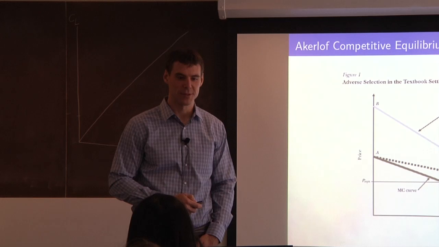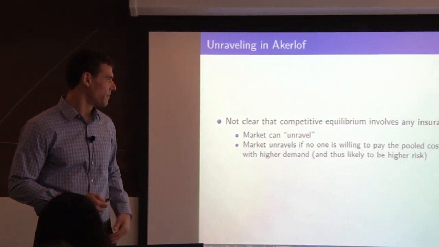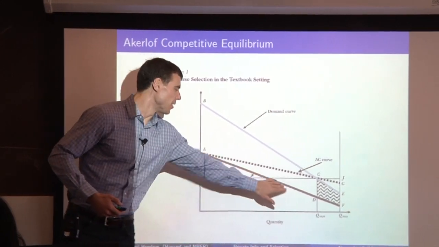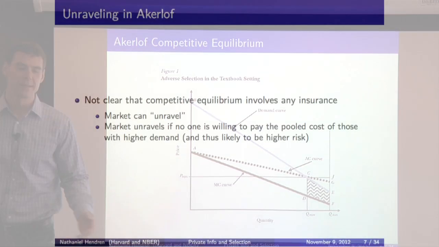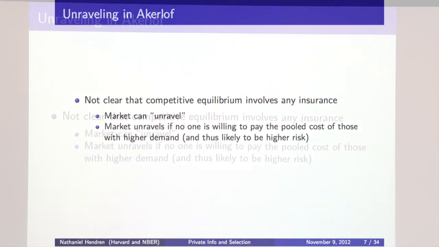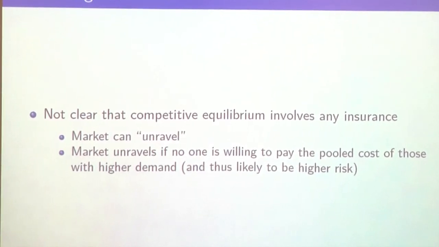So I'm going to push through a little bit now. This is drawn in a particular way. I said these are primitives that we can just draw and then say what happens. Akerlof notes, most interestingly in his paper, that it's not actually clear that a competitive equilibrium involves any insurance at all. The market can completely unravel, and this happens if nobody's willing to pay this pooled cost of those with higher demand. So how does this look?